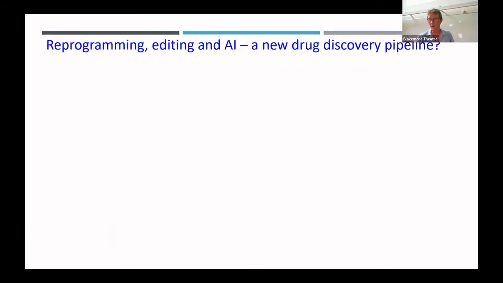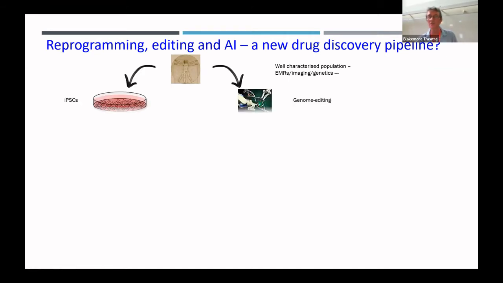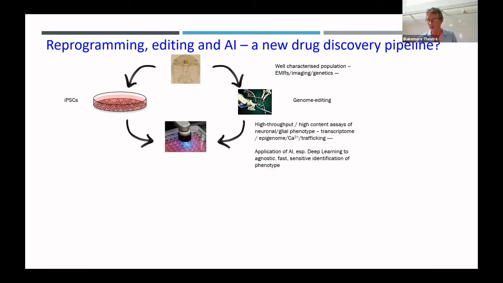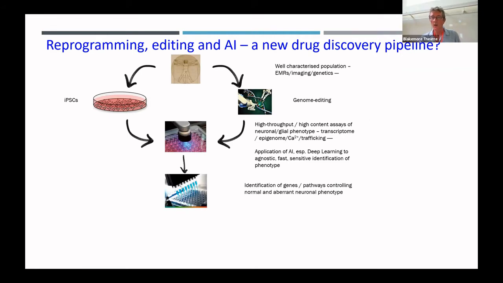And hopefully it will allow us to go down this cascade where we take our most cherished asset, which is our human knowledge, where we take our population. We have huge access of electronic medical records, we have huge imaging resources, we have huge genetics resources. From these individuals, we can make the iPSCs, we can use the genome editing, we can apply this to screening, we can use this to identify either genes and the pathways that are responsible for the phenotype, and hopefully we can discover small molecules that reverse or block that.